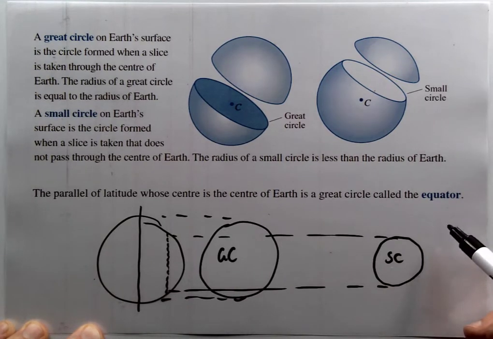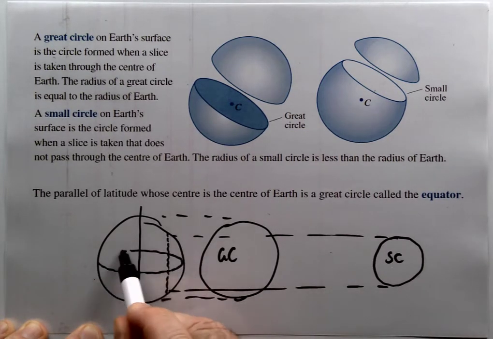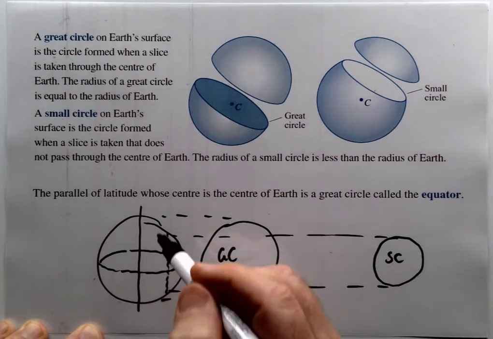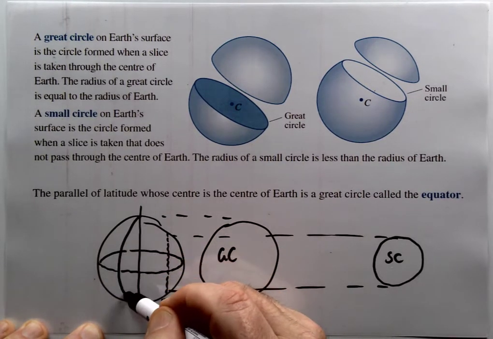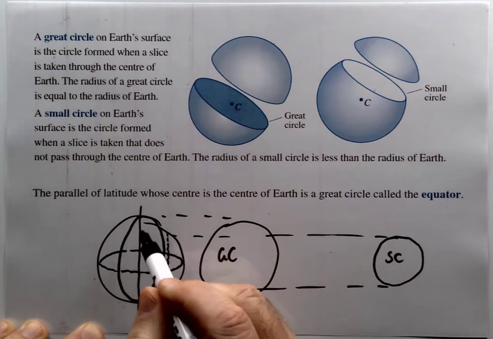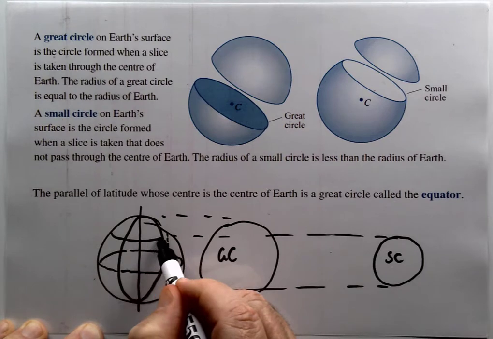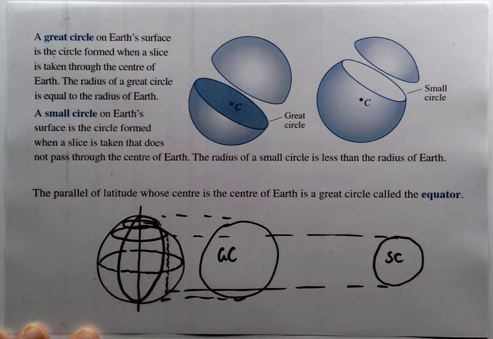Importantly, things like the equator of the Earth are going to be a great circle because it goes all the way around. It's got the same radius. And also, when we talk about lines of longitude or meridians, they go right around. They're also great circles. But when we talk about these other lines of latitude other than the equator, all of those are going to be small circles.